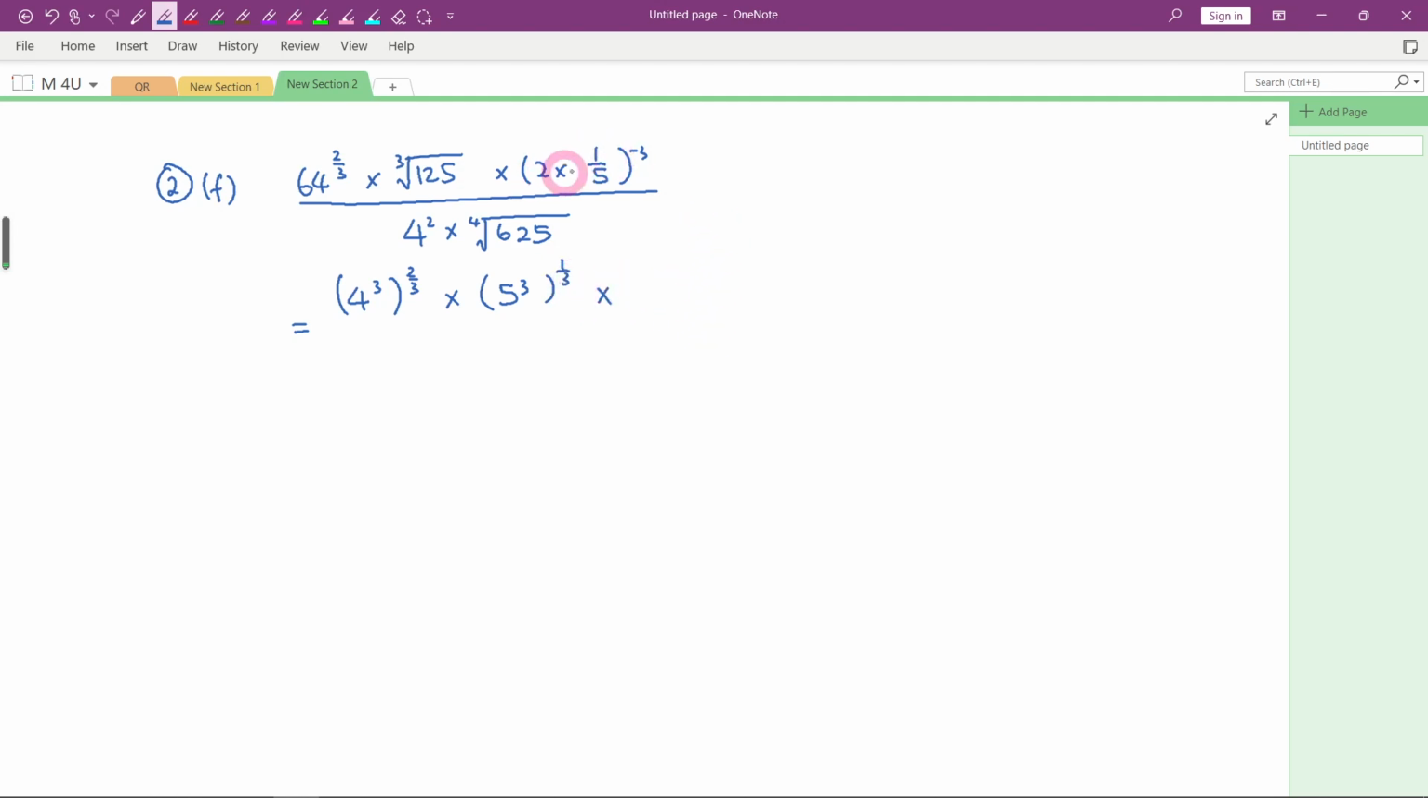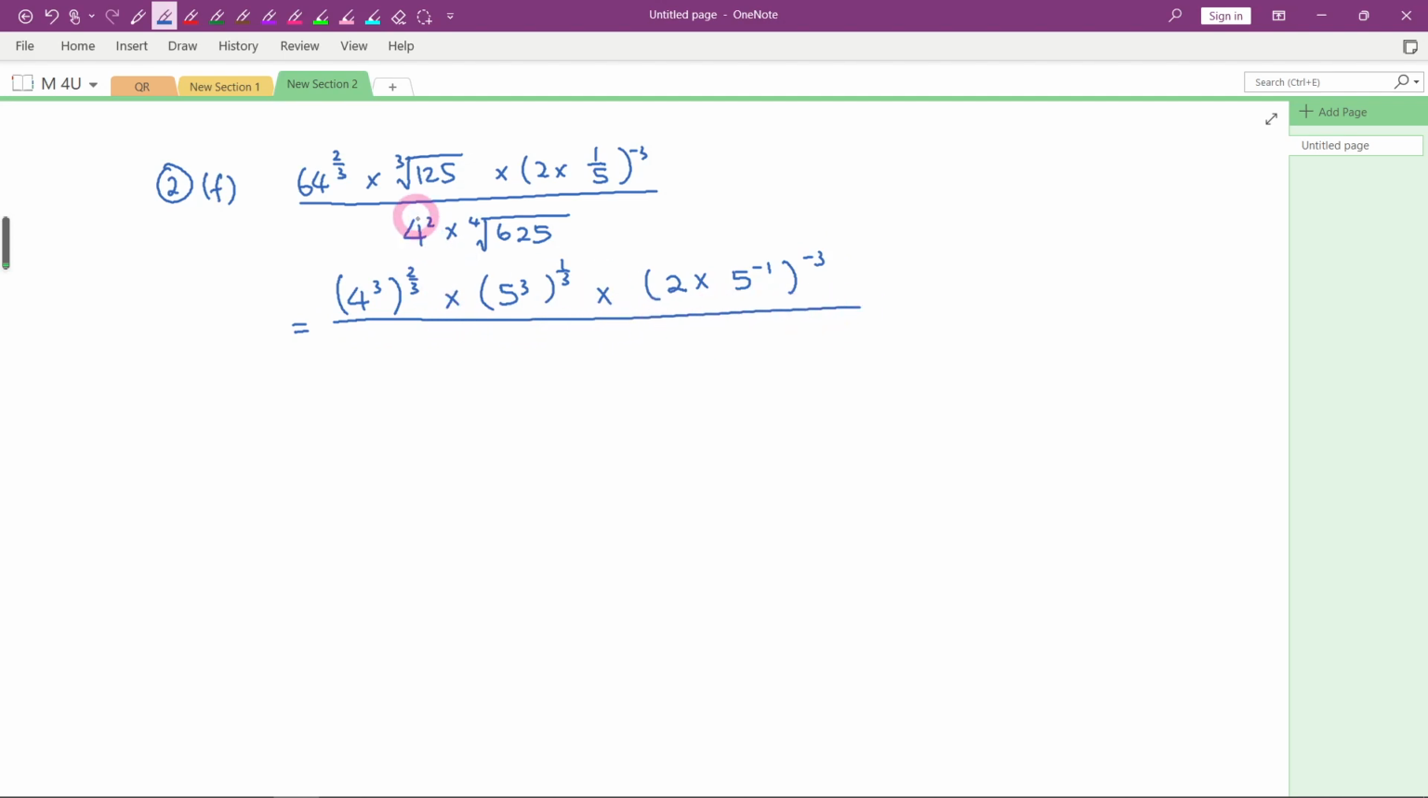Okay, so this negative 3, the power negative 3, you can bring it here. So it becomes 2 power negative 3. And how about I do it this way? I copy this whole thing first, 2 times, but this 1 over 5, I can change to 5 raised to the power of negative 1. They are the same thing. Negative 3. Okay, let me do it this way first.